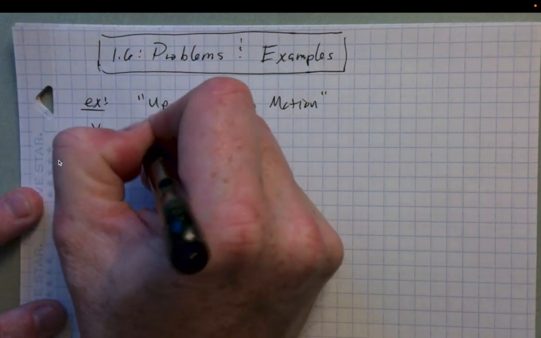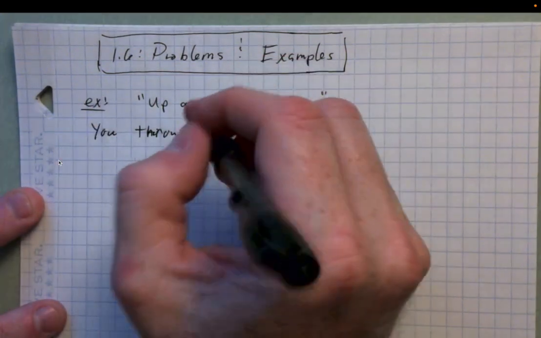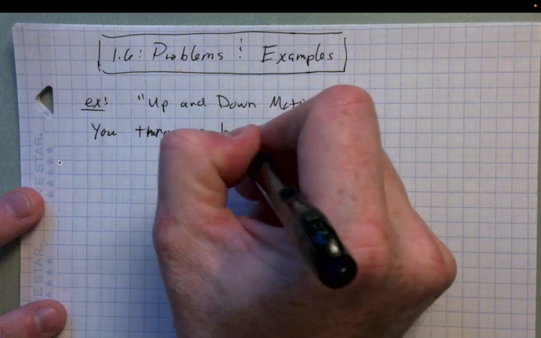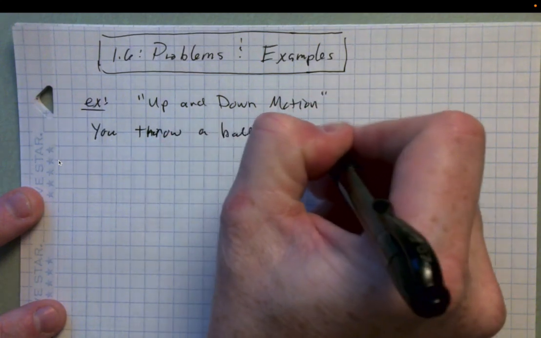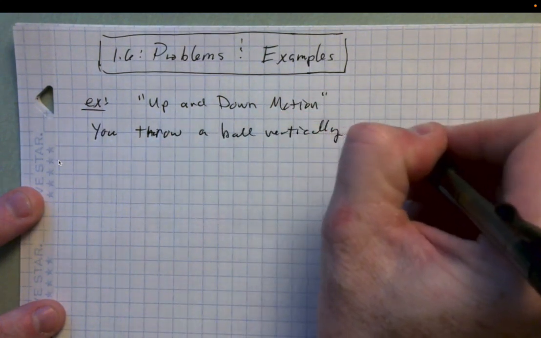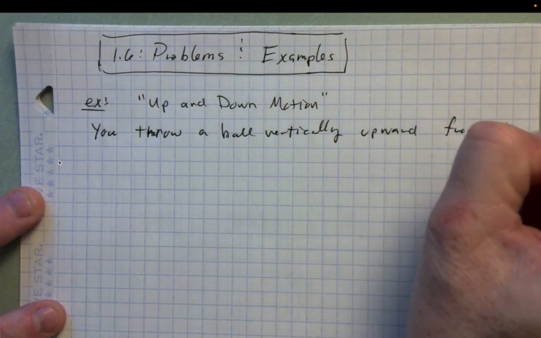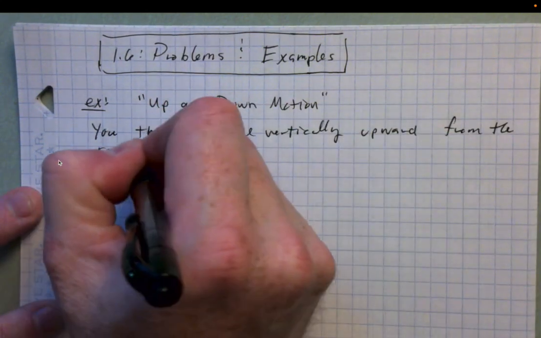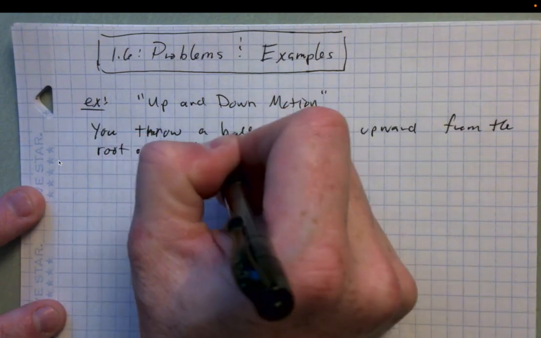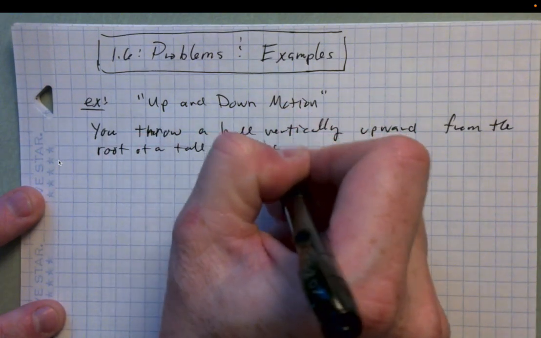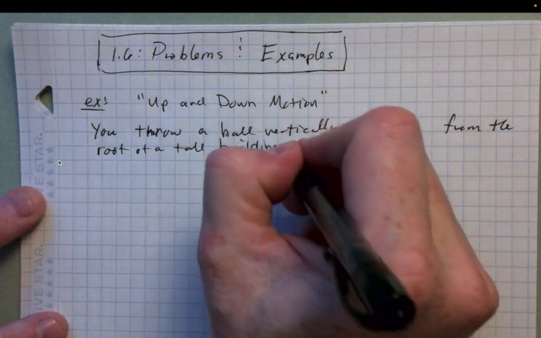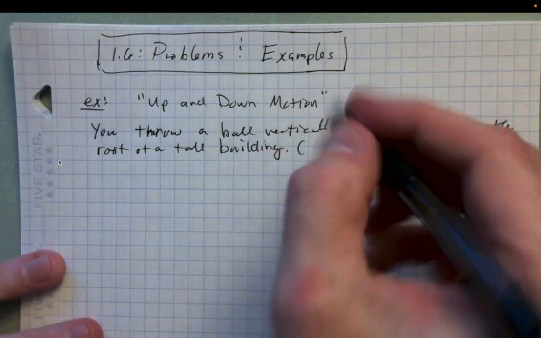You throw a ball vertically upward from the roof of a tall building. And I'm just going to say here, assume everything is idealized.